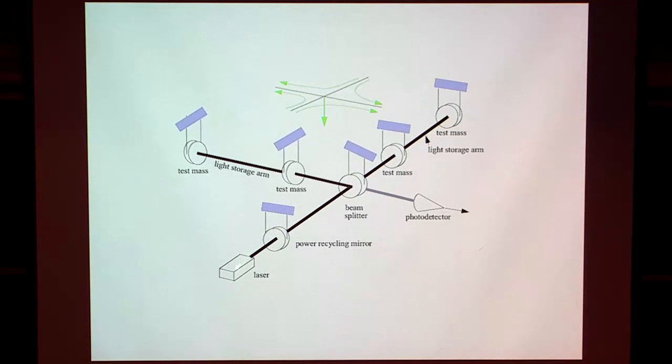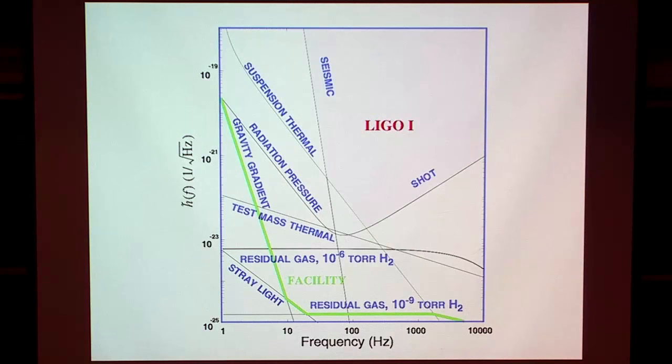And that takes it so that maybe if you have 10 watts of light here, you have tens or hundreds of kilowatts of light in the arms. Okay, and that's a very important trick, and we'll show how that eventually got into the whole system. So here then is the noise budget of the first interferometer we built, of the big variety, the 4 kilometer thing. I just want you to know what went into that, and then we'll get to what the discovery was.